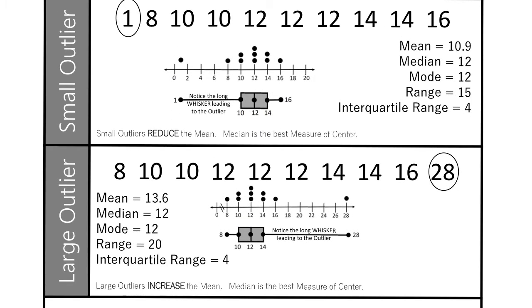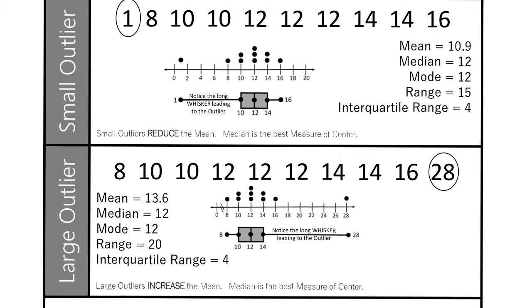If you look at the next one, I have a pretty large outlier. That 28 is a lot bigger than all the other numbers. Because it's bigger, it's going to make my mean go up by quite a bit. So again, because I have an outlier, I want to use my median as the best measure of center. Okay. So what I want you to get out of this on this page, they've done the calculations for you.